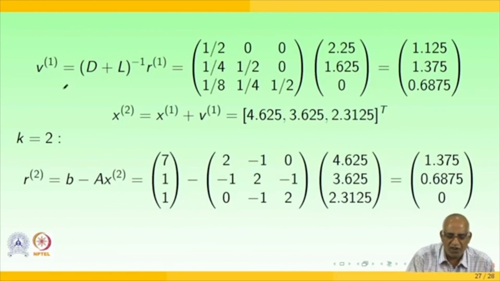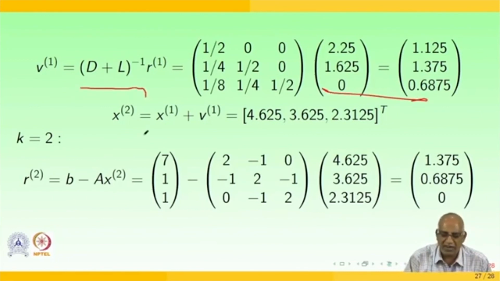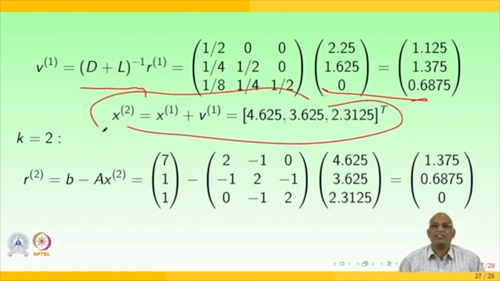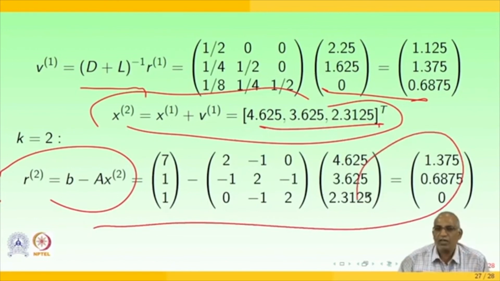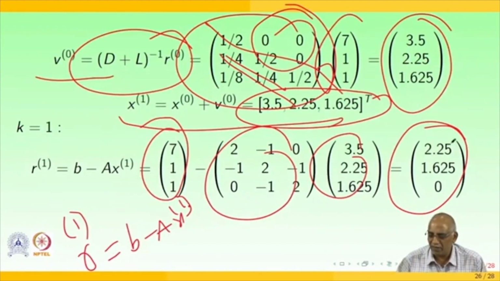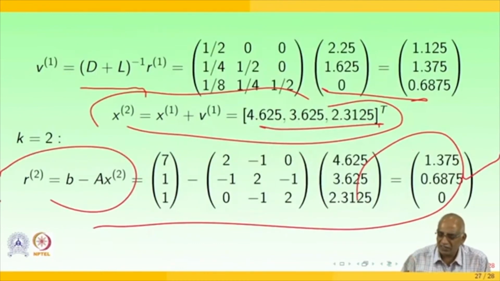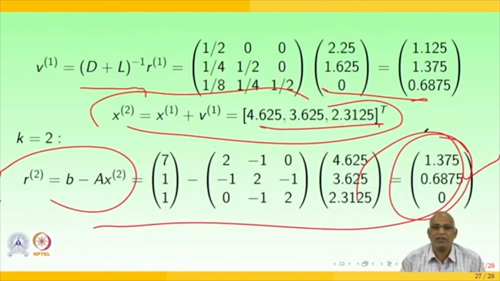And v of 1 is (D plus L) whole inverse times r1. You get like this. In the second iteration, if you do it in the same fashion, you end up with these values. Similarly, compute the error in this case: r is equal to b minus A x2. You get it like this. Look at this: 1.375, 0.6875, 0. In the previous case, these were bigger values, so it keeps on reducing. If you continue like this, it will become very, very small. Then we conclude that the error will become very small values.